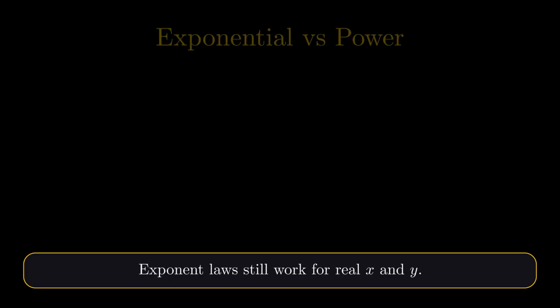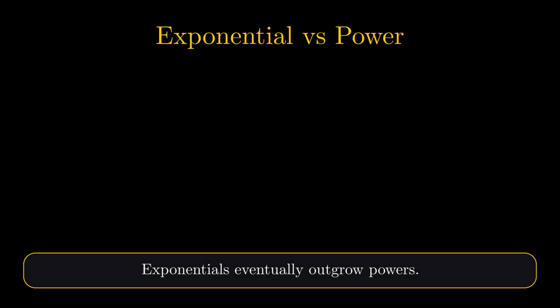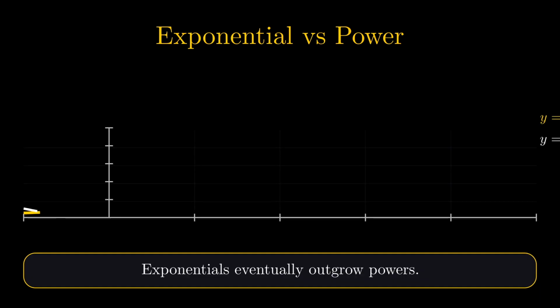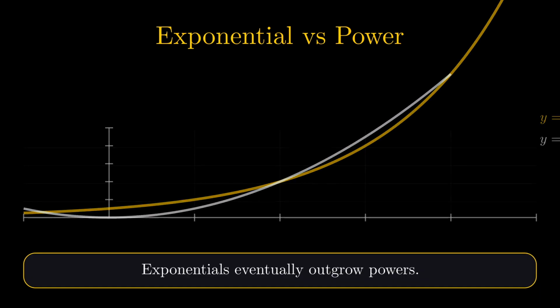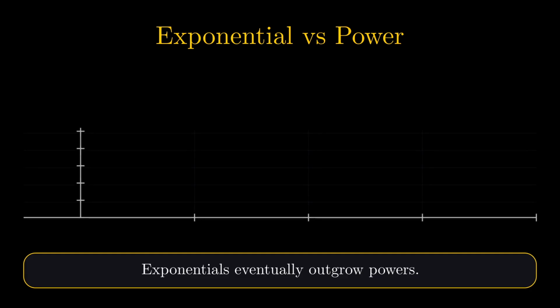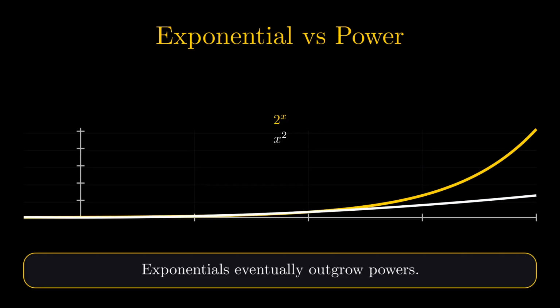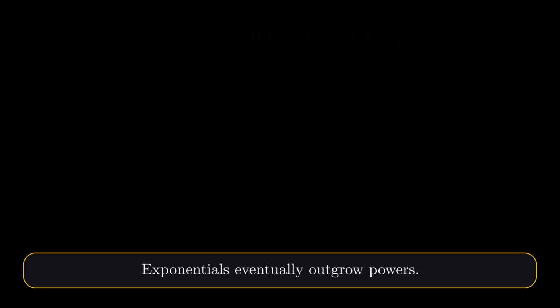A key comparison: exponentials versus powers. At first, a power like x squared can look competitive, but zoom out, and the exponential eventually dominates. By a lot.